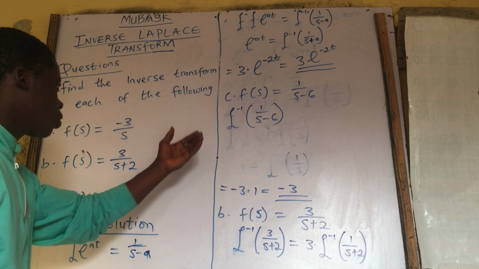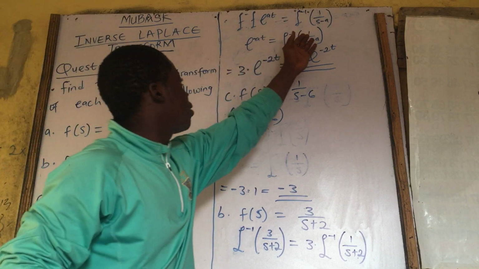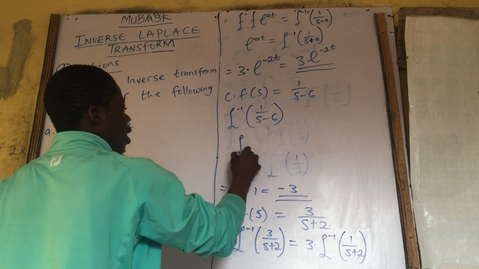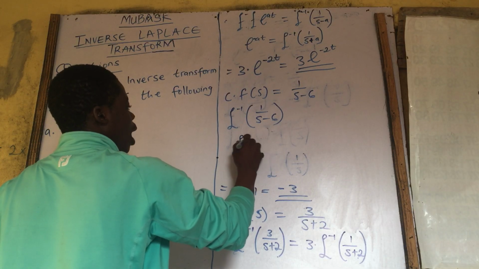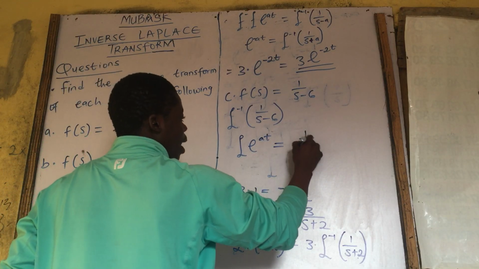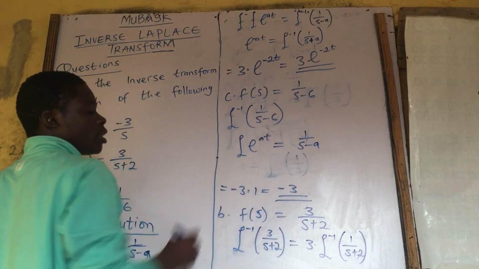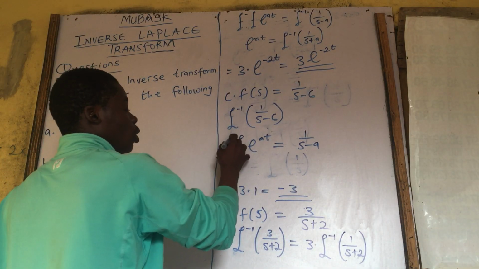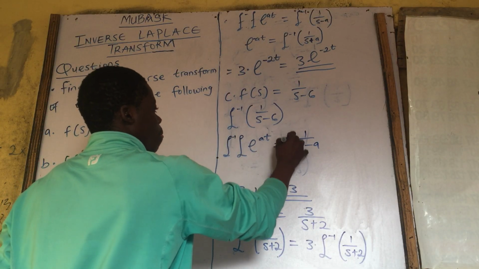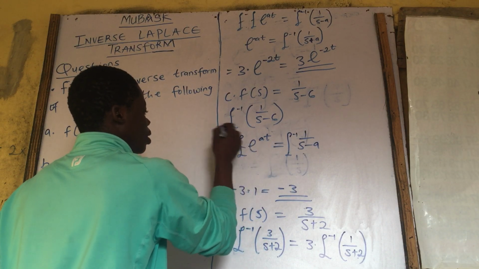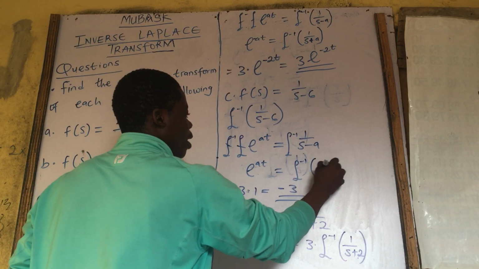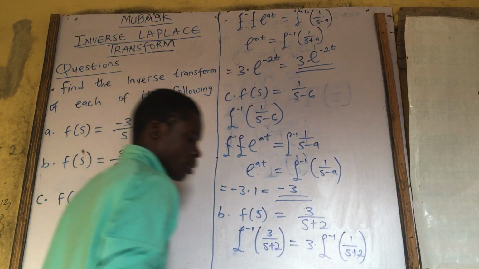So let me write it. If we recall, the Laplace of exponential at equals 1 divided by x minus a. So we want to obtain this inverse of Laplace. Multiply both sides by the inverse of Laplace. It will give us, Laplace cancels Laplace, which means exponential at equals the inverse of 1 divided by x minus a, close bracket.